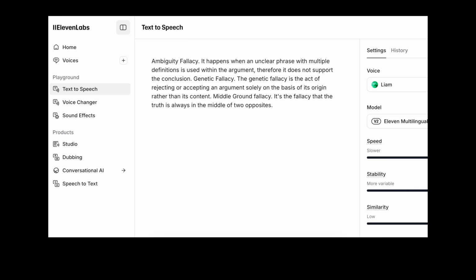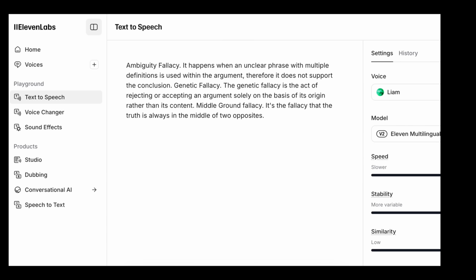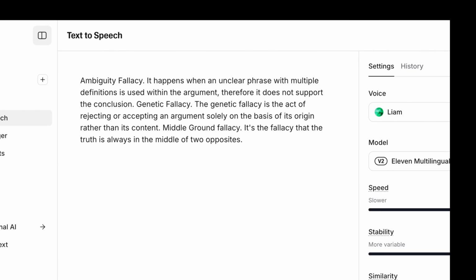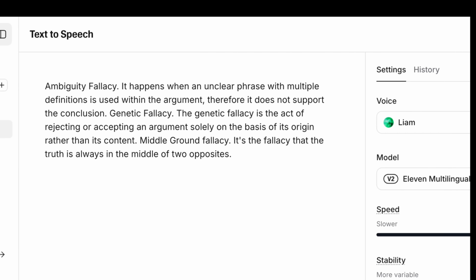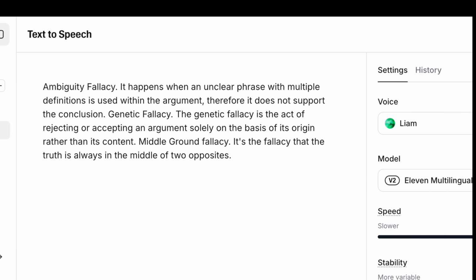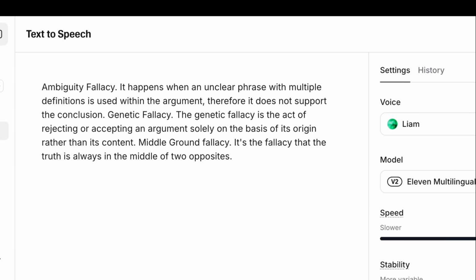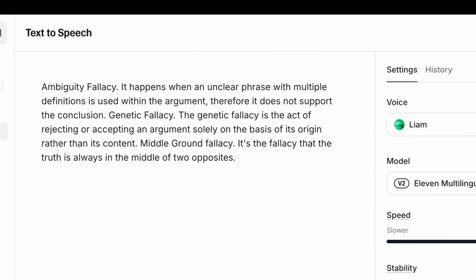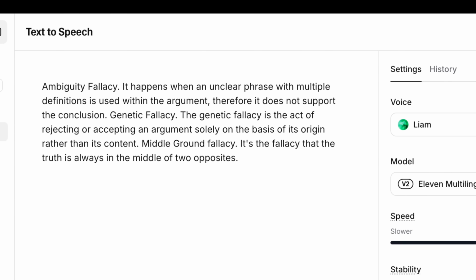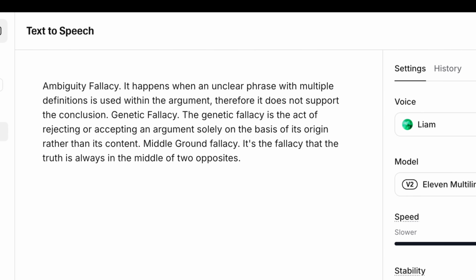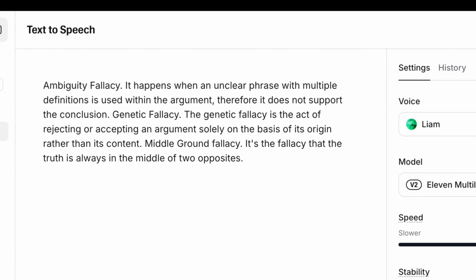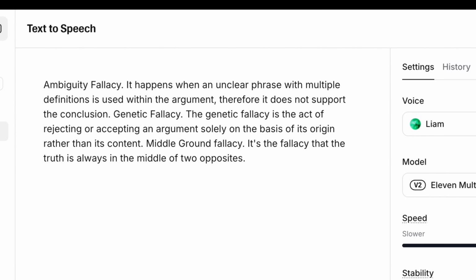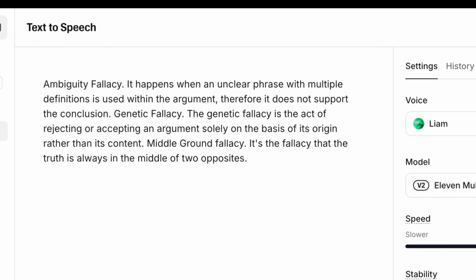Sure enough, the repeated word fallacy keeps being accented. Ambiguity fallacy. It happens when an unclear phrase with multiple definitions is used within the argument. Therefore, it does not support the conclusion. Genetic fallacy. The genetic fallacy is the act of rejecting or accepting an argument solely on the basis of its origin rather than its content. Middle ground fallacy. It's the fallacy that the truth is always in the middle of two opposites.